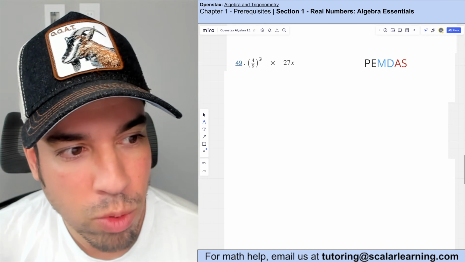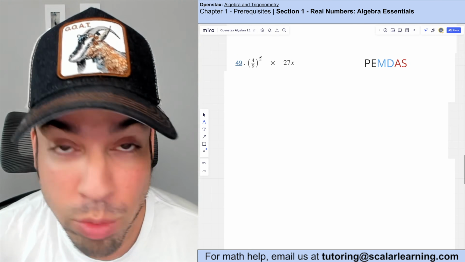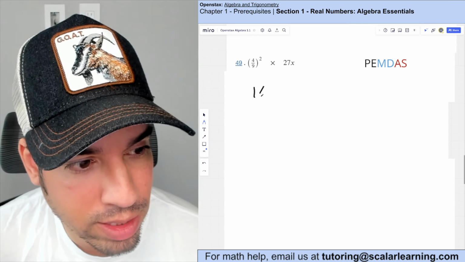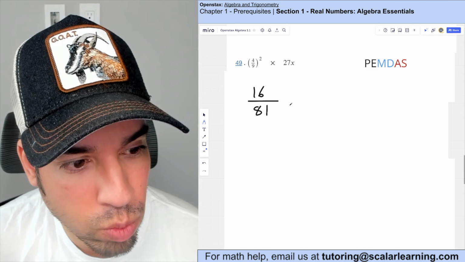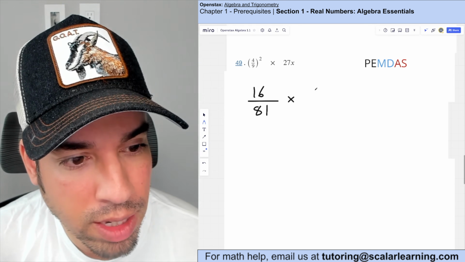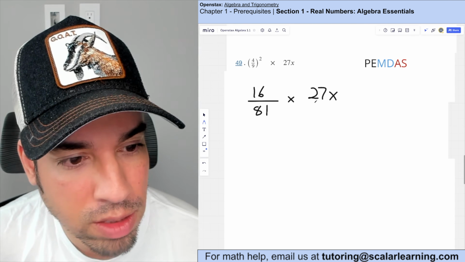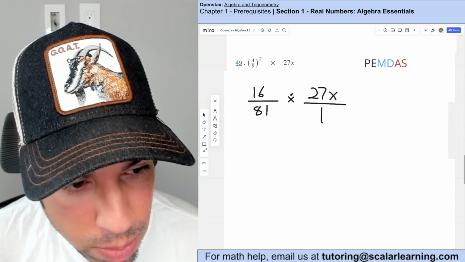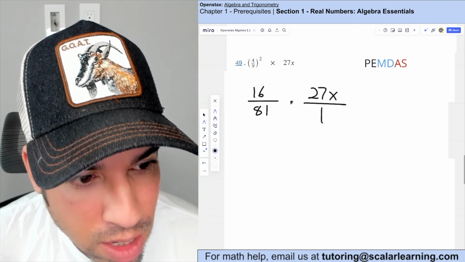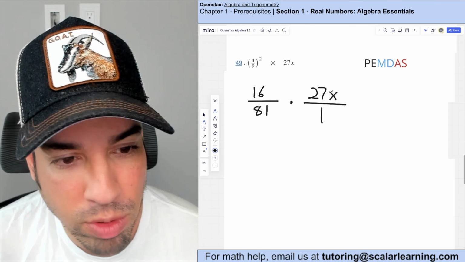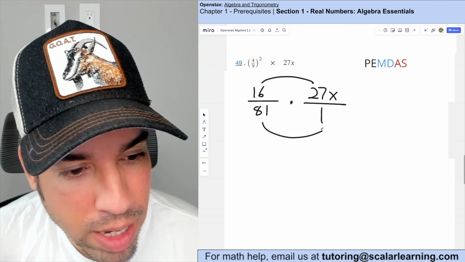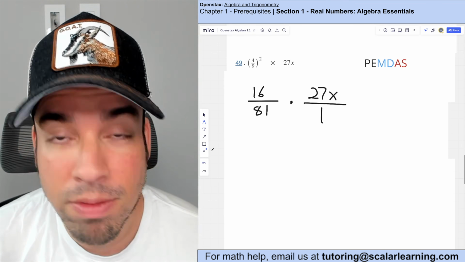Done. First, I'm going to square this fraction. So when you square a fraction, you just square the numerator and the denominator. 4 squared is 16. 9 squared is 81. And then we're multiplying against 27x. And I'm going to place that 27x over 1. I'm also going to change this multiplication sign to a dot because I don't like having an x multiplier when I'm using x as a variable. Now, I can just multiply across if I want, but that's going to be a lot of big numbers.